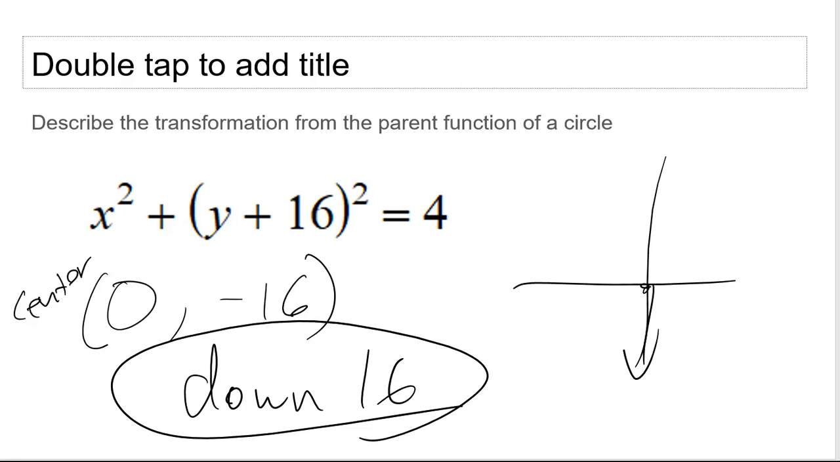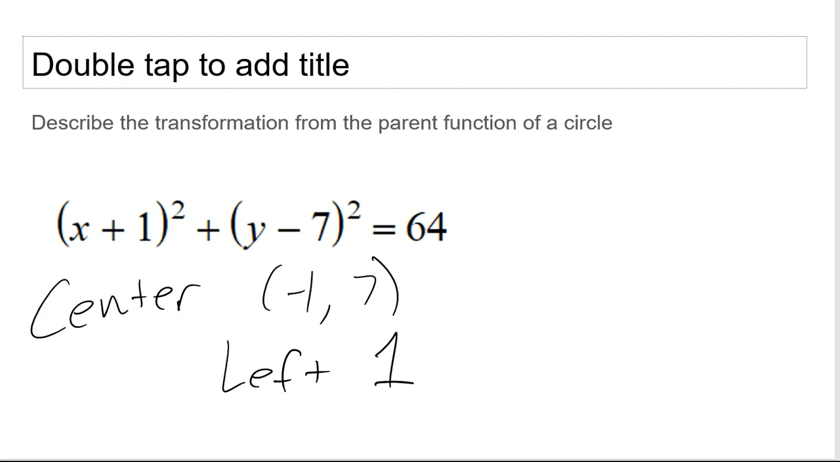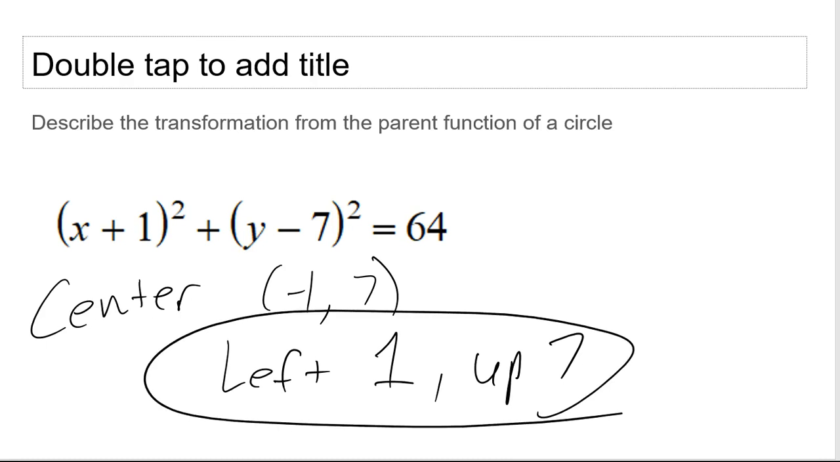That's it. Once again, all you got to do is find the center. My center is negative 1, 7. So that means I'm going to move left 1. Oops, not down. It's going to be up because it's positive. Up 7. And there you go. That's all you got to do.